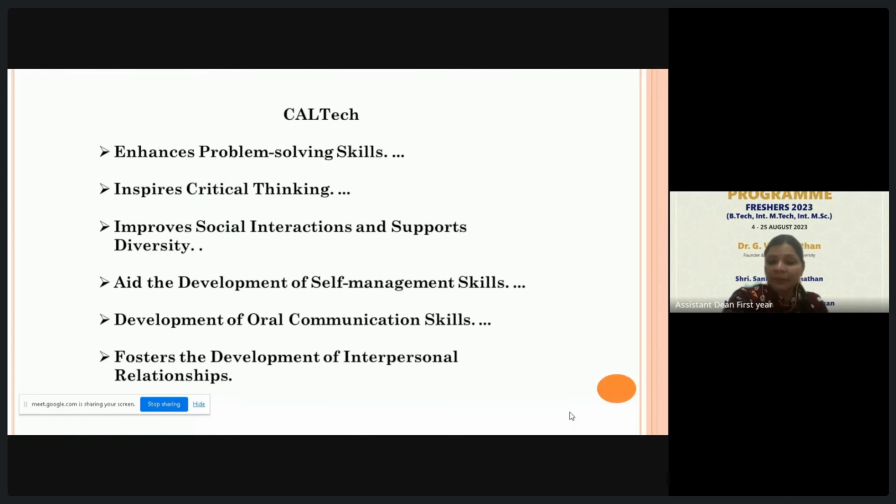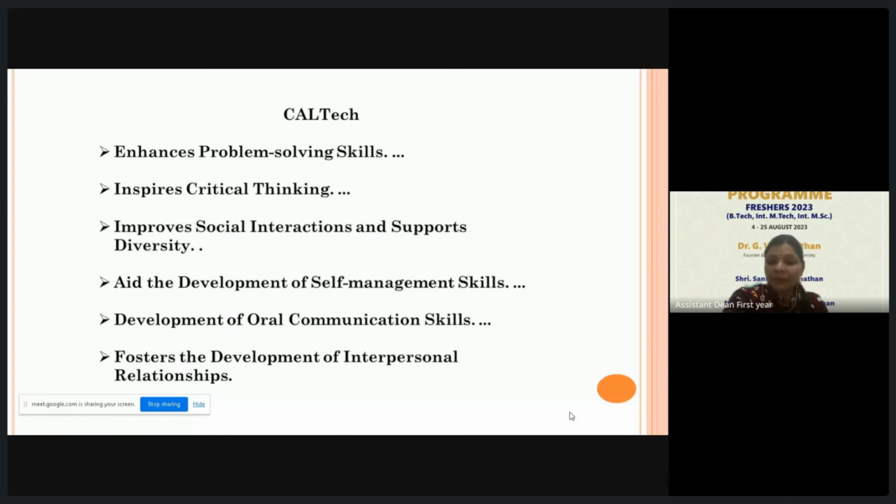As I said, there can be different activities which involve discussions as well as debate and other things. So that will develop your oral communication skills, because it is very much important whenever you are going for an interview or anything during the placement time, during the training time. So that is an important part of your student life. So oral communication skills need to be developed.